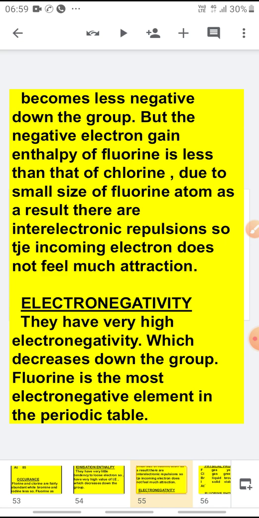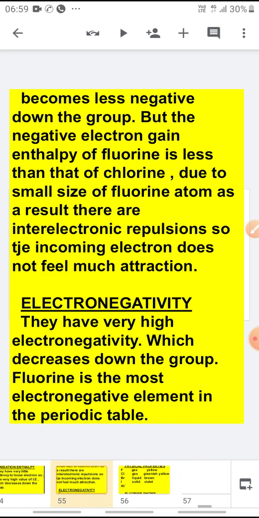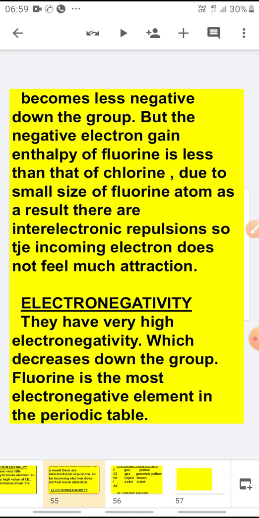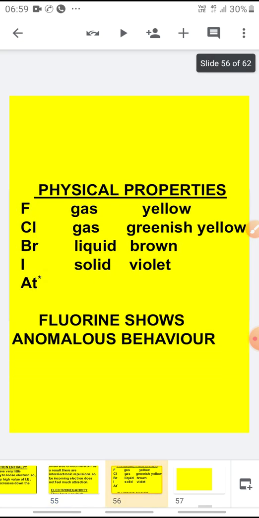Now coming to electronegativity, it is the tendency to attract the shared pair of electrons towards itself. They have very high electronegativity. Fluorine is the most electronegative element of the periodic table. They have the strongest tendency to attract the shared pair of electrons towards themselves because they have only one electron less than the stable configuration.